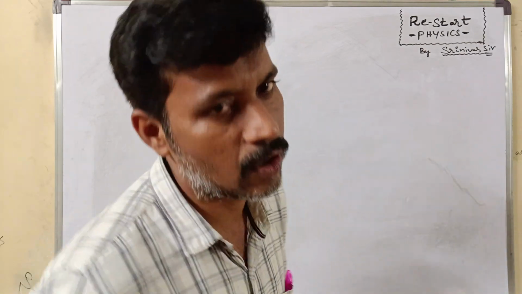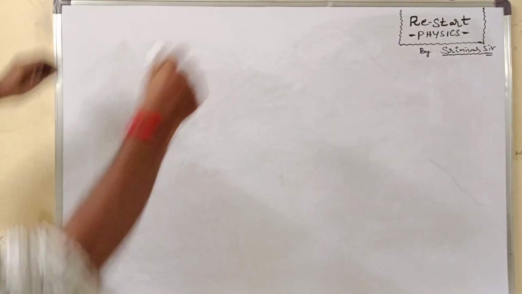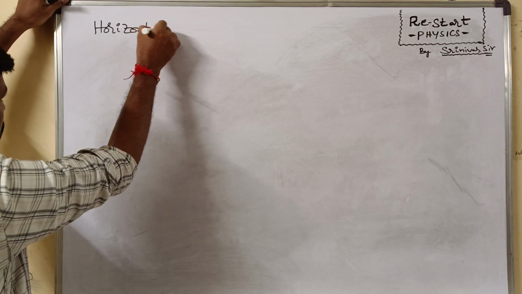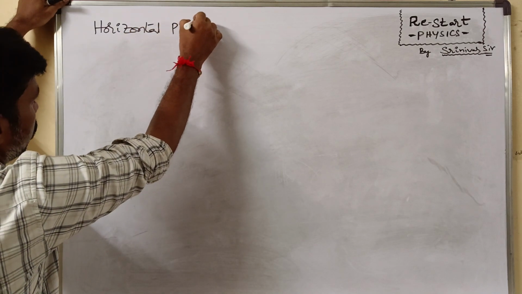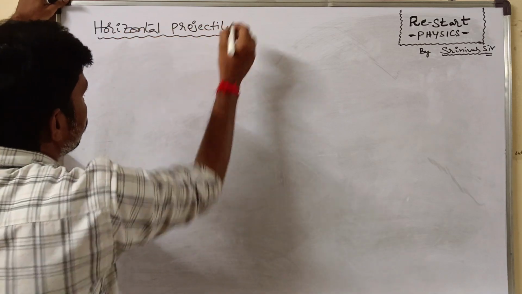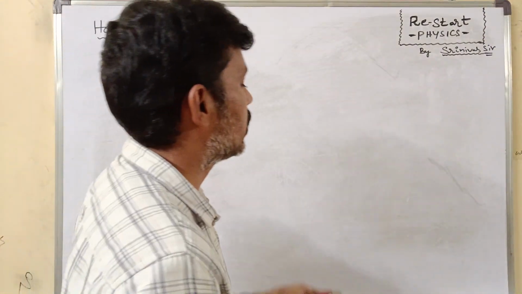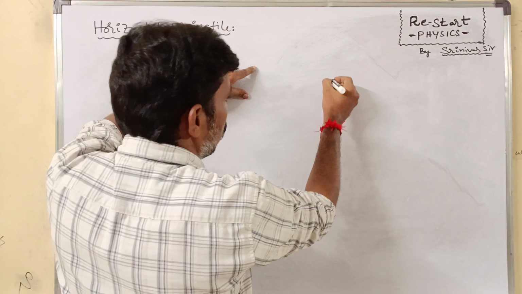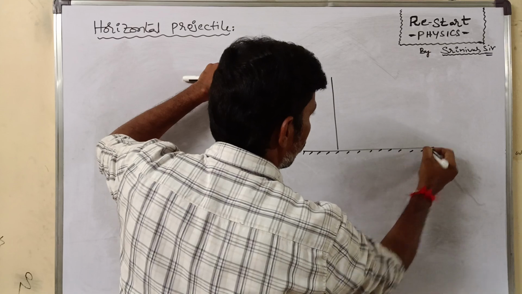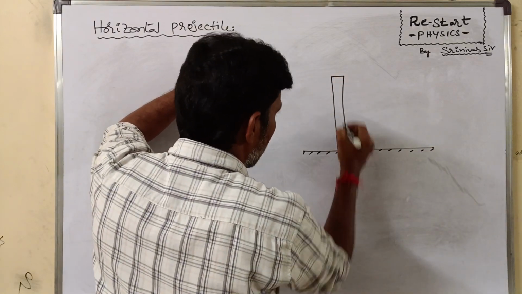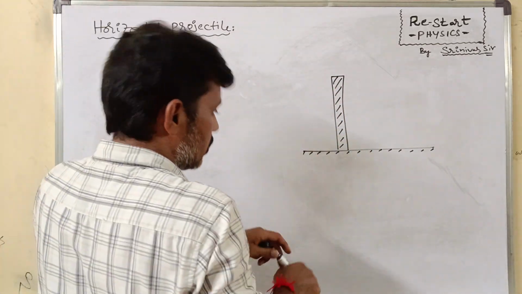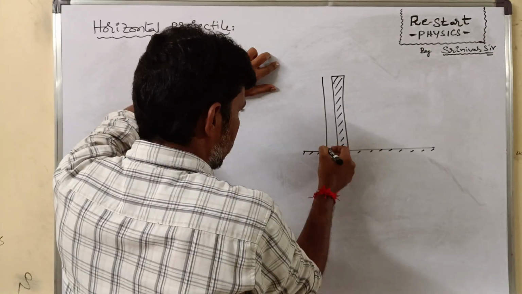Okay, right, now come to the concept. Horizontal projectile. Horizontal projectile means, let us take the ground. There is a tower. Tower means any height from the ground level. Okay, there is a tower, let us consider. This tower height is, let us take h.